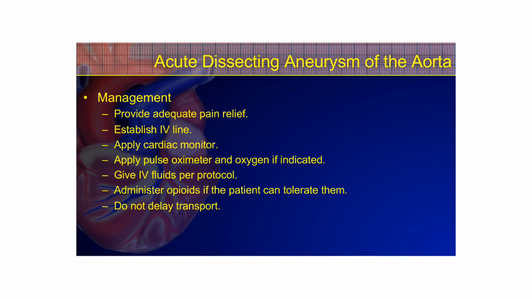You may want to allow for relative hypotension. You don't want to dilute their blood too much. So allowing for some hypotension is okay to allow for the clotting process to also kick in. Administer opioids if the patient's blood pressure can tolerate it, and do not delay transport. Nothing can be done to stabilize the patient's condition in the field beyond giving them fluids and monitoring them. There's nothing you can really do. The patient requires aggressive therapy in the intensive care unit and probably surgery.